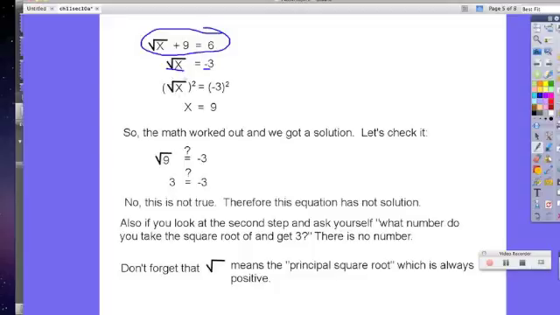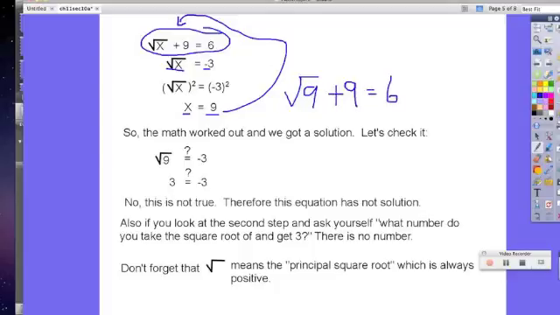That was a very simple equation. But are we done yet? No. We have to put it back into the original equation to see if it's a true statement. So here we go. We have the square root of 9 plus 9 equals 6. Let's do this here. We have the square root of 9 plus 9, and we're asking ourselves, is that equal to 6?